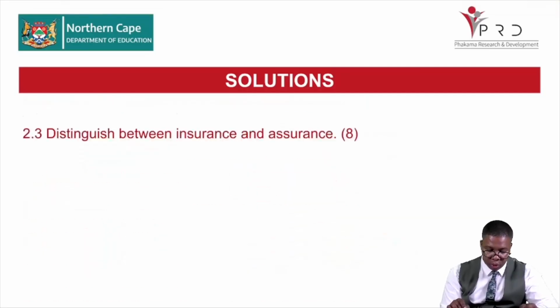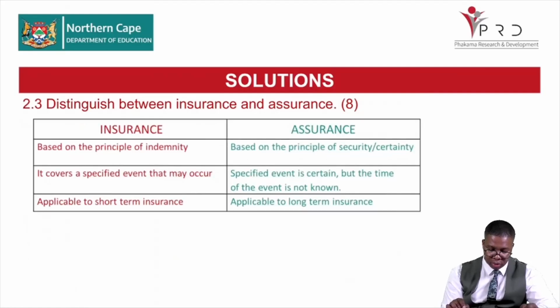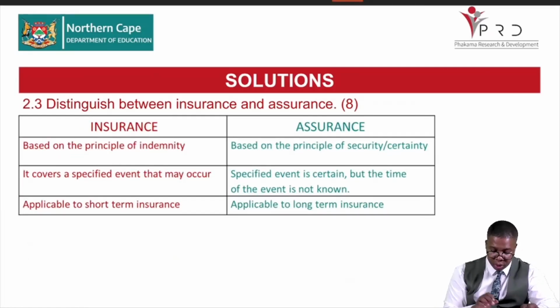And then as we move, we look into distinguishing between insurance and assurance. When you look into the differences there, insurance is based on the principle of indemnity, whereas assurance is based on the principle of security or certainty. That's how you start. Then insurance covers a specified event that may occur, but with assurance the specified event is certain, but the time of the event is not.